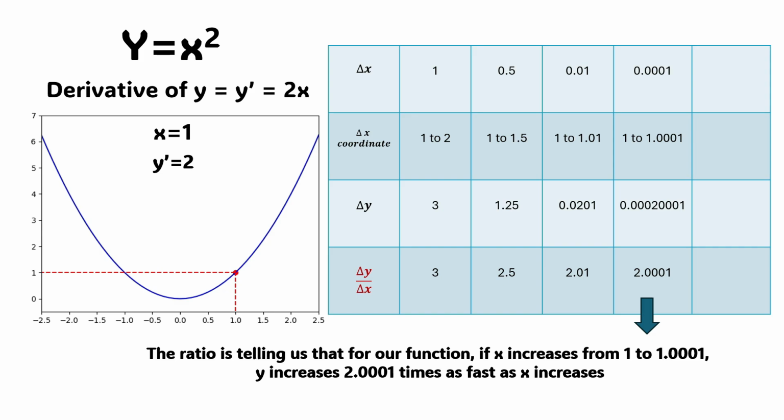Okay, now I'm showing all the same calculations, but considering a 0.0001 increase in x. Then as you can see at the bottom, the ratio comes out to be 2.0001, which is saying that if x increases from 1 to 1.0001, y increases 2.0001 times as fast as x increases.